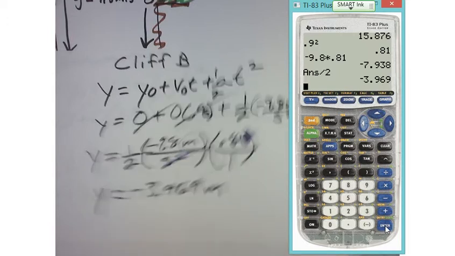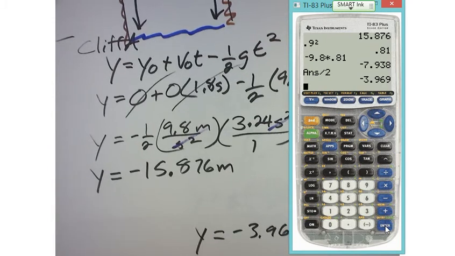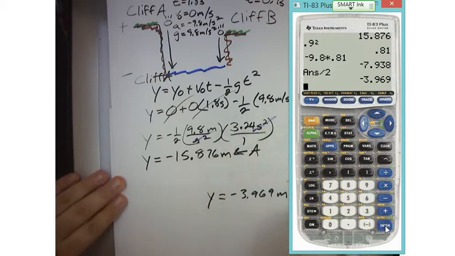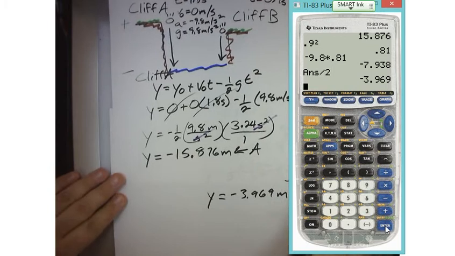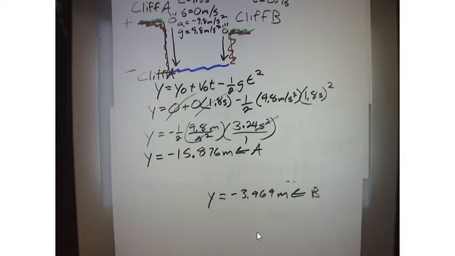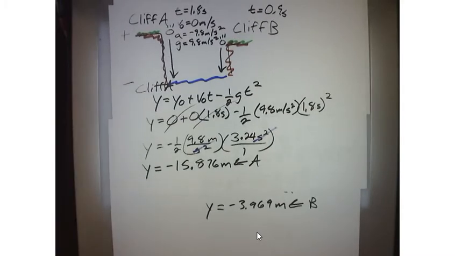So when we compare the two answers, this is cliff A, and this is cliff B. So let's just go over what the original problem was. The problem in the textbook said it takes twice as long for an object to fall and hit the water below when it's thrown off cliff A. It takes 1.8 seconds, and it takes half as long from cliff B, which was 0.9 seconds.